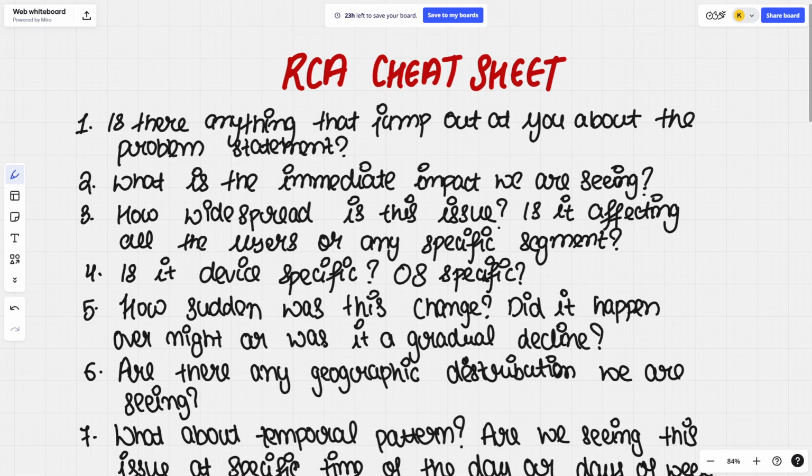Hi everyone, today is day 5 of our series on solving case studies for interviews, and today I will be giving you a cheat sheet for the RCA problems. I have already explained in the previous video that we have to consider internal factors, external factors, user journey, sometimes operational factors as well, and then conclude to a solution or hypothesis.